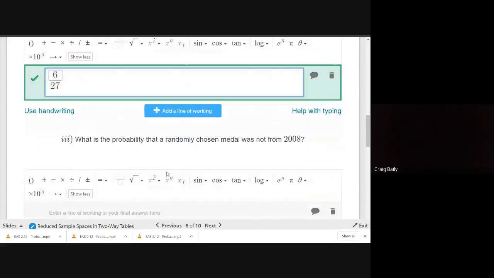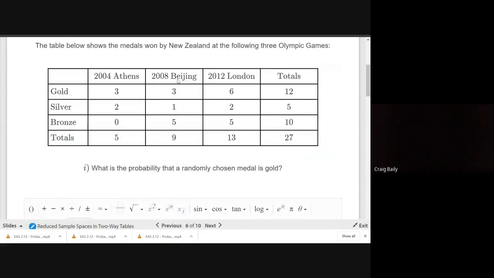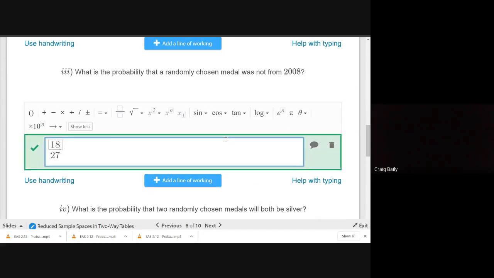Next, what is the probability that a randomly chosen medal was not from 2008? Again, randomly chosen medal means our denominator has to be 27. So not from 2008. There were 9 that were from 2008, that means the 5 and the 13, or those 18 medals, will be the ones not from 2008.